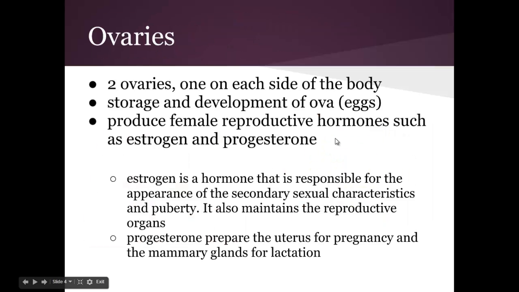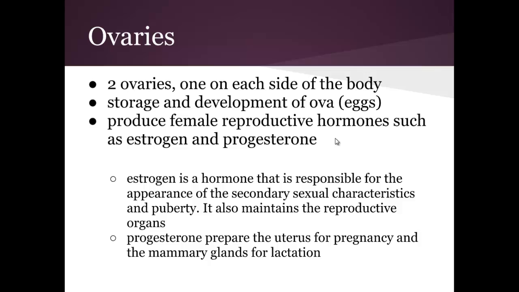They're the location of storage and development of eggs. When a woman is born, or when a little baby girl is born, she's already born with all her eggs she'll ever need. And those eggs or ova are then stored in the ovaries until they are used.